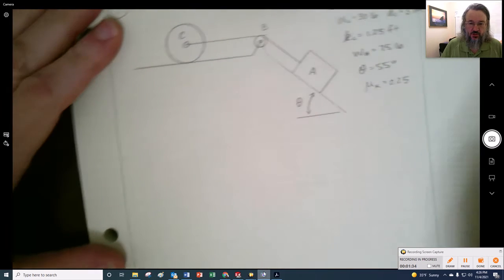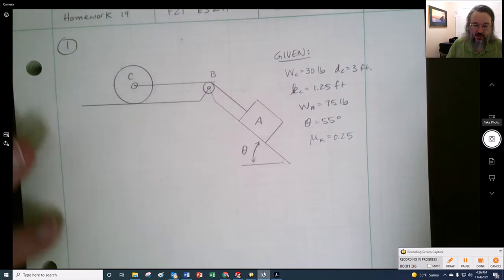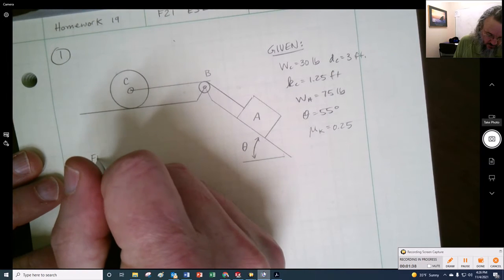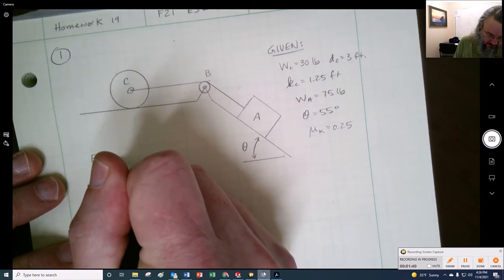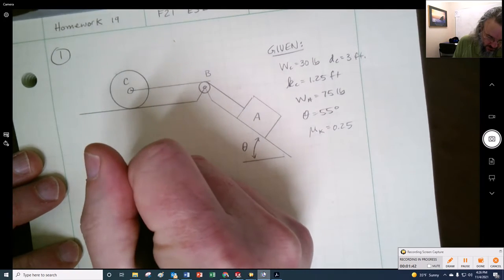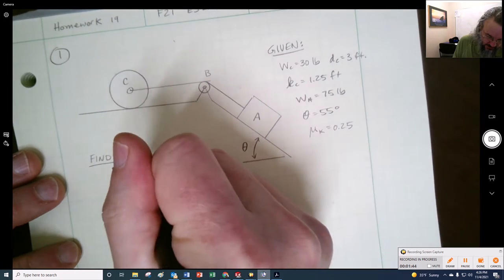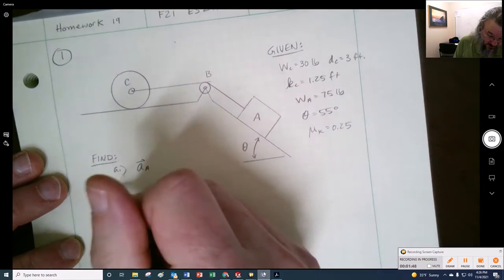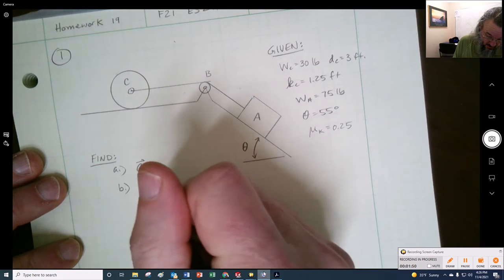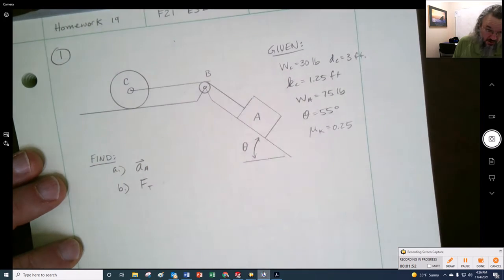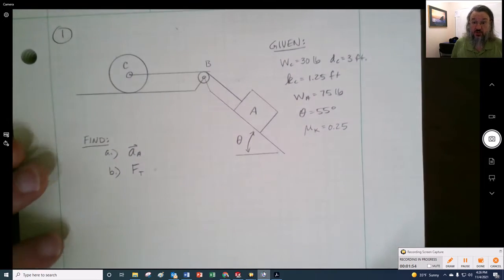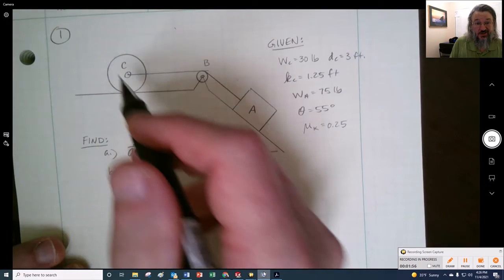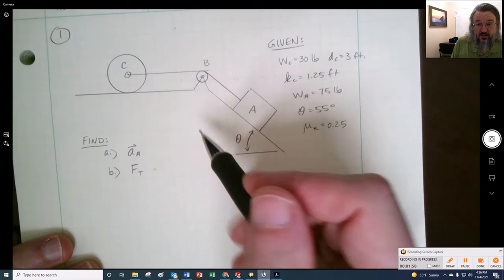I think I forgot to write down what my find was. I'll write down my find. So I want the acceleration of A, and that means it's a vector, right? And then B, I want the tension in the cable. So what's the first thing to do? Let's get some properties going on here.